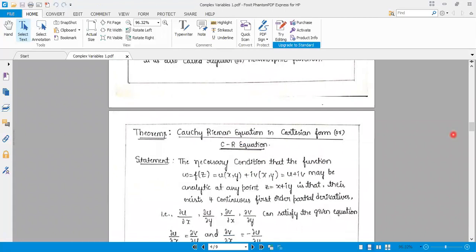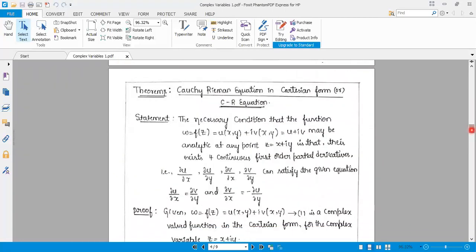Now let us discuss the Cauchy-Riemann equations, which are also known as CR equations. The necessary and sufficient condition for a function to be analytic is that it must satisfy the CR equations. So this is the necessary condition for an analytic function, which should satisfy the CR equations. First, let us see what the CR equation is.